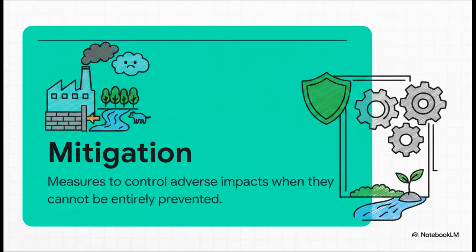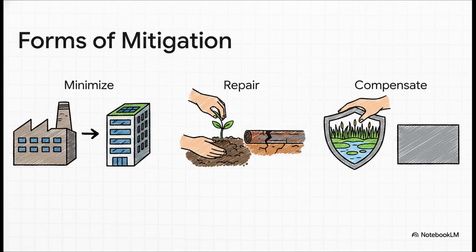But let's be real. Complete prevention just isn't always possible. Sometimes a project absolutely must proceed and certain impacts are just unavoidable. When that happens, we pivot to environmental impact mitigation. This is where we aggressively step in to control and manage those adverse effects. Mitigation basically comes in 3 actionable flavors.